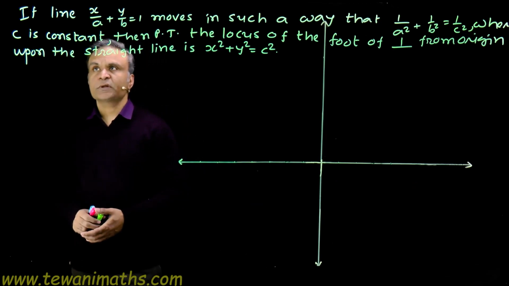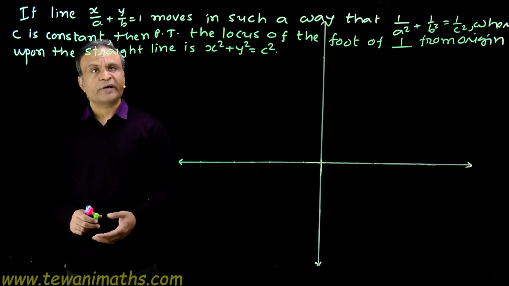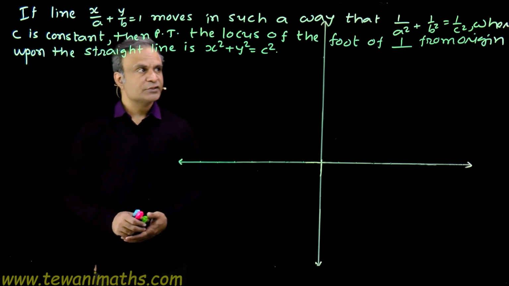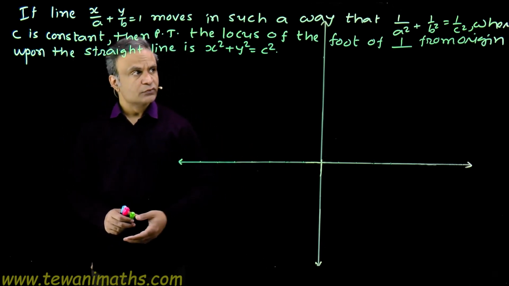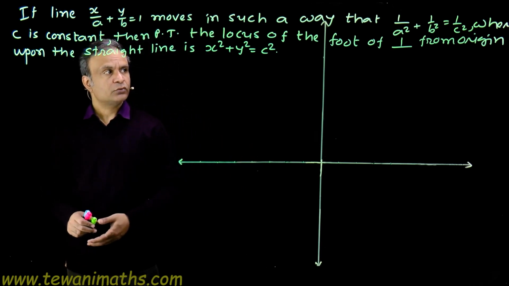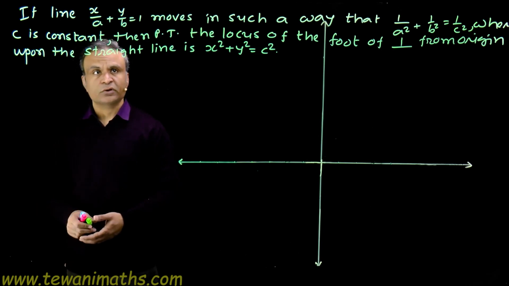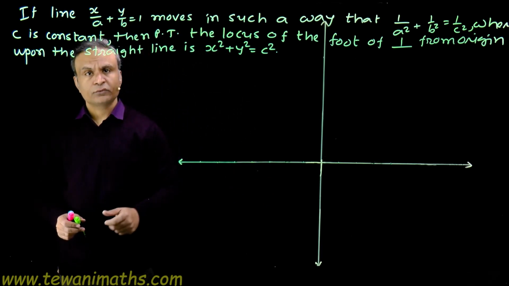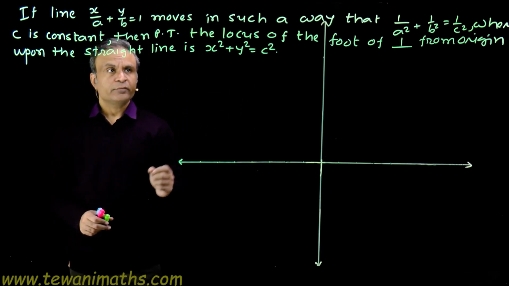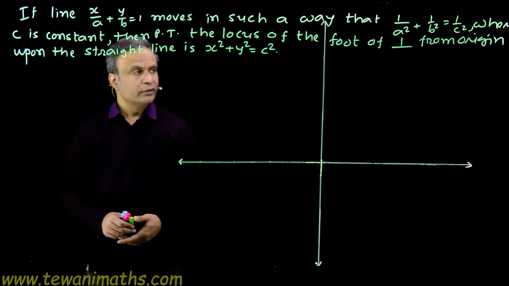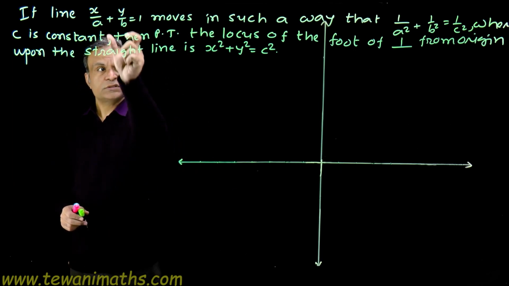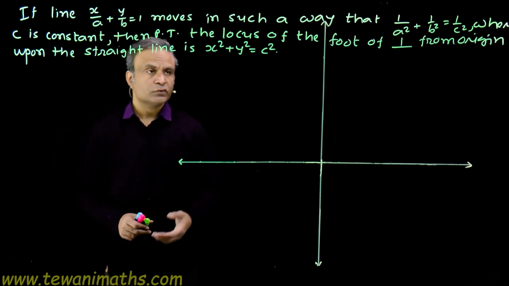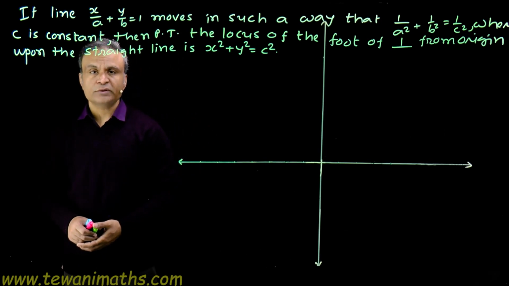Question is if line x over a plus y over b is equal to 1 moves in such a way that 1 upon a square plus 1 upon b square is equal to 1 upon c square, where c is constant. Here a and b are variables, so this line is variable. Then prove that locus of the foot of perpendicular from origin upon this straight line is curve x square plus y square is equal to c square.